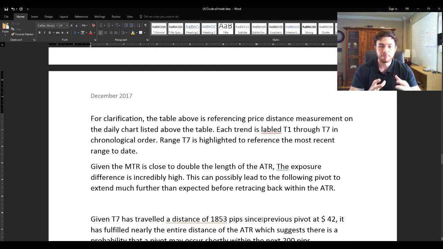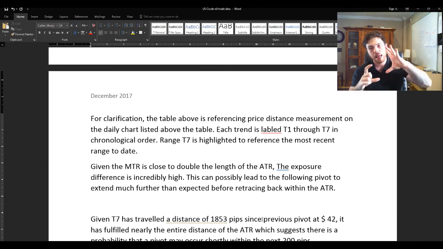So the next one is, given the MTR is close to double the length of the ATR, the exposure difference is incredibly high. This could possibly lead to the following pivot being much further extended than expected before retracing back within the ATR. So as you'll see in those strategy videos, I talk to you about extending beyond ATR and MTR levels. But what I'm basically saying is that if the ATR is 2,000 pips and the MTR is double the height, the chances that when we get to the edge of that ATR, there could be price moving a little bit further before we see a retracement back within that previous range.